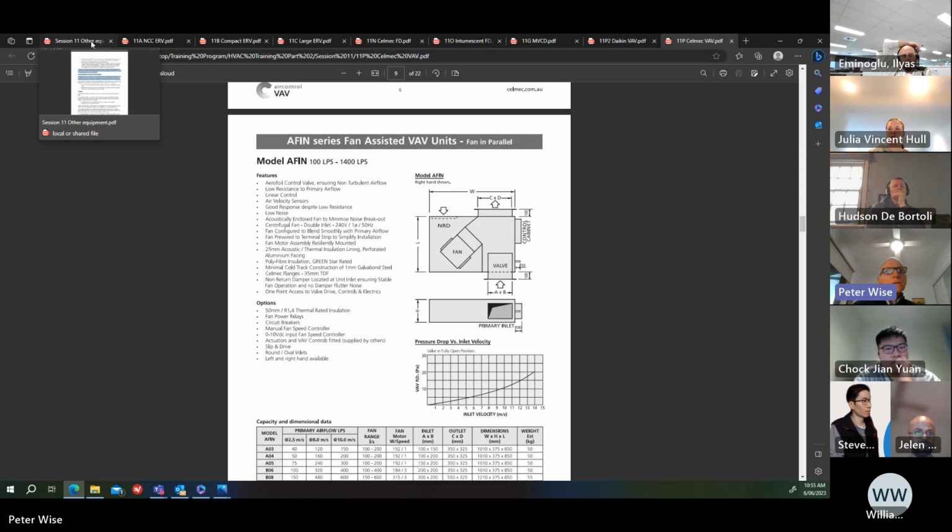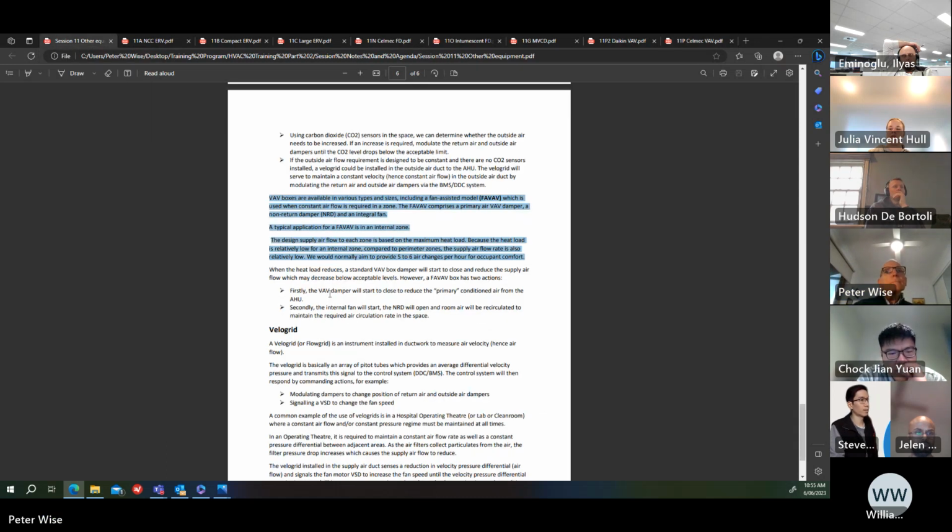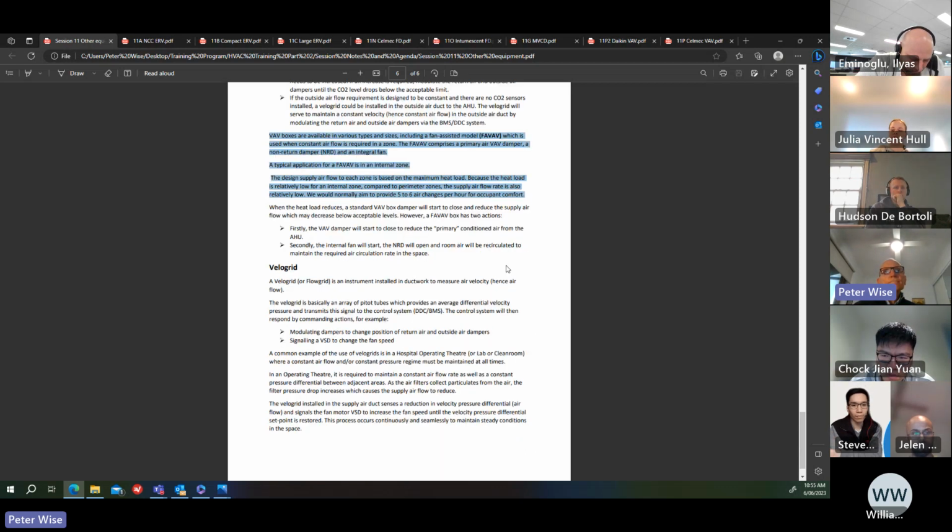So they're quite good for centre zones. As I said here, the design flow to each zone is based on the maximum heat load. Because the heat load is relatively low for an internal zone compared to perimeter zones, the supply air flow rate is also relatively low. We normally aim to provide 5 or 6 air changes per hour throughout. In the perimeter zones, you'll have no trouble with that, but in the centre zones, you need to be careful of that.